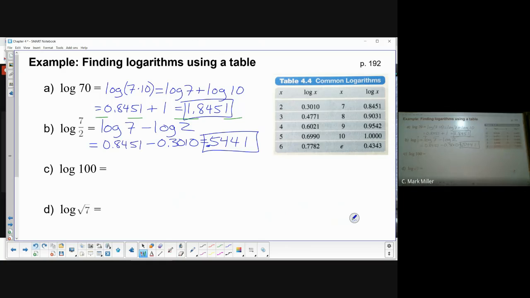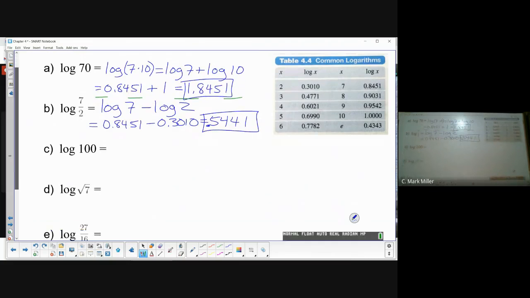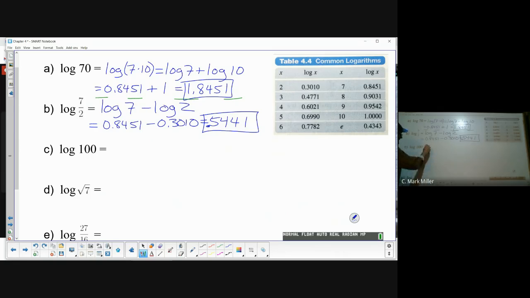Okay, subtract the logs. The log of 100. Well, you might be able to do this one in your head, actually. Because if we call this question mark, what's the base here? 10 to question mark equals 100. Well, question mark equals 2. Okay? That's one way to do it.